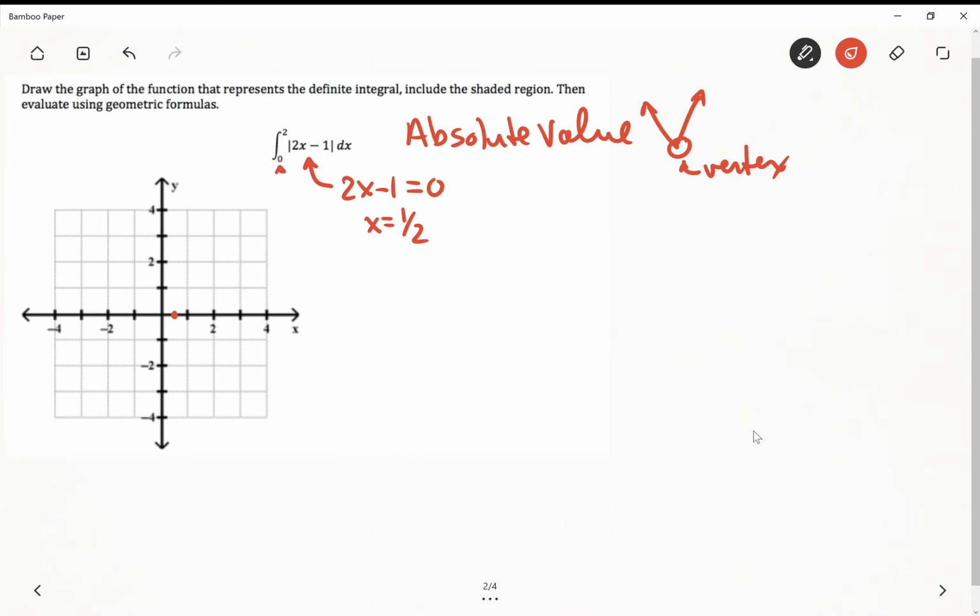We see our lower bound is at 0, so if we plug 0 into x, we get 2 times 0 minus 1, which is negative 1, but the absolute value of negative 1 is 1. So this is the first branch of our absolute value graph. We see that the upper bound goes to 2, so when we plug 2 into x, we get 2 times 2 minus 1, which is 3. The absolute value of 3 is 3. This is the second branch of our absolute value graph. And now with the left and right bounds and the bottom bound, we have our shaded region.